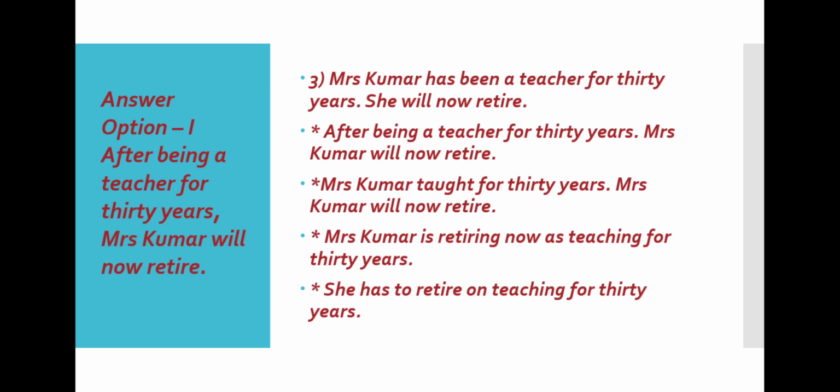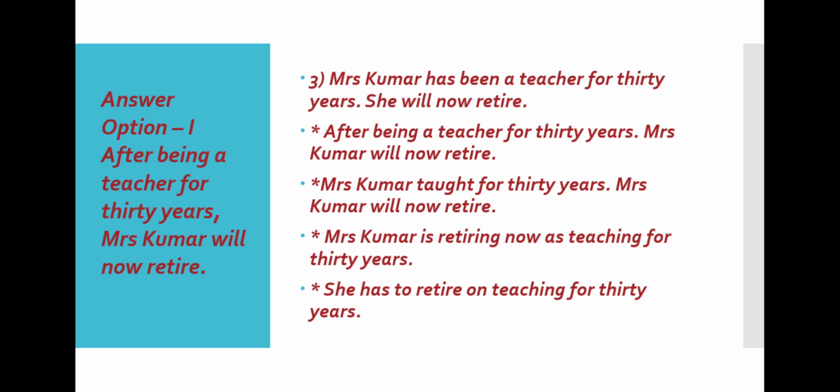Clear? Third sentence. Mrs. Kumar has been a teacher for 30 years. She will now retire. First option: after being a teacher for 30 years, comma, Mrs. Kumar will now retire. Next option: Mrs. Kumar taught for 30 years. Mrs. Kumar will now retire. Look, here again two sentences are given, and Mrs. Kumar is repeated two times. So it cannot be a correct option.